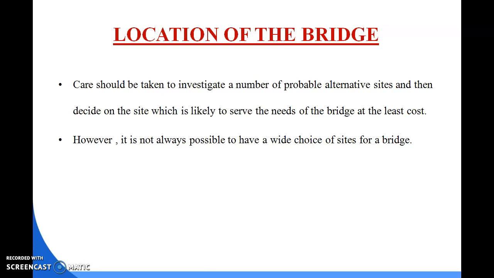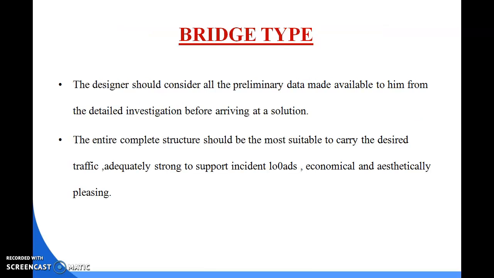And what about the location of the bridge? We should investigate a number of probable alternative sites and then decide on the site which is likely to serve the need of the bridge at the least cost, because that is suitable from the economical point of view. However, it is not always possible to have a wide choice of site for a bridge everywhere, so we should take a crucial decision when we select a bridge site.